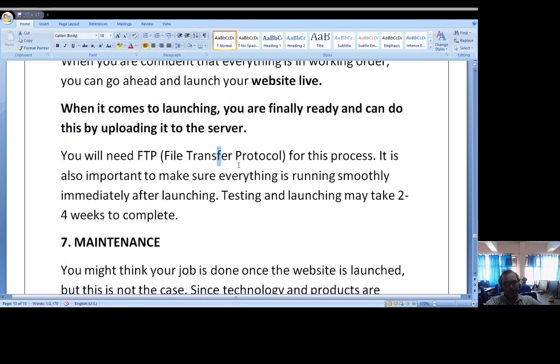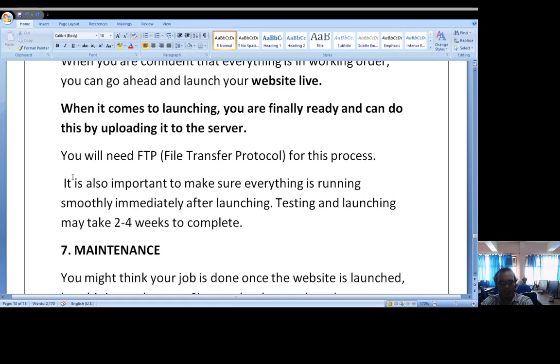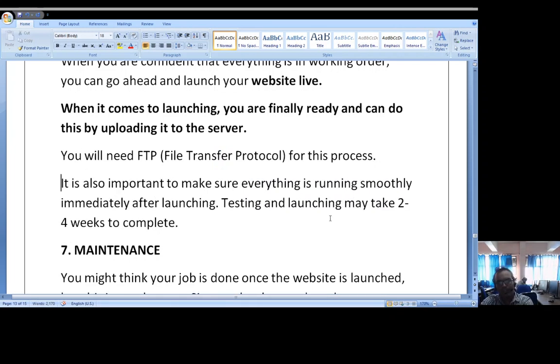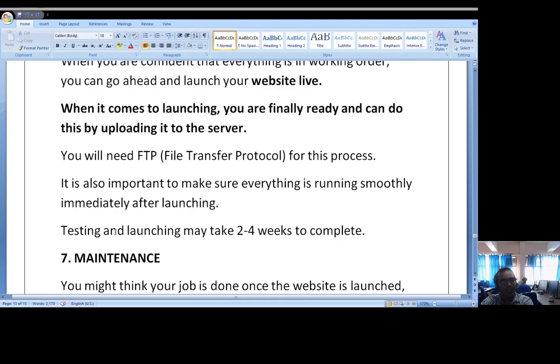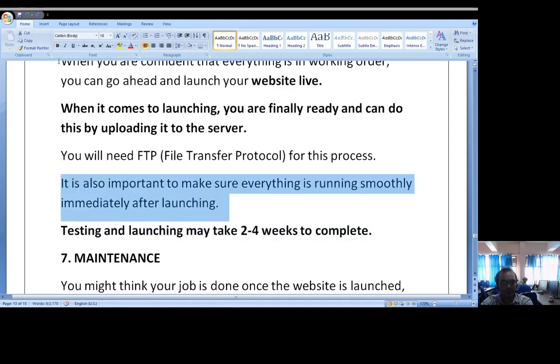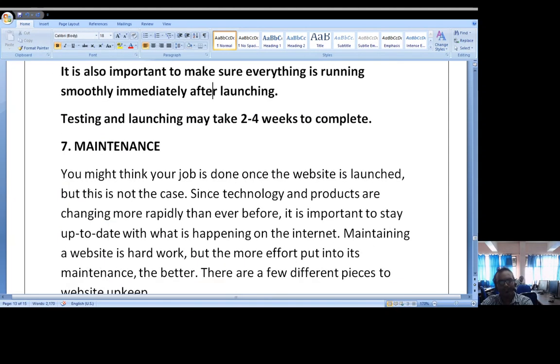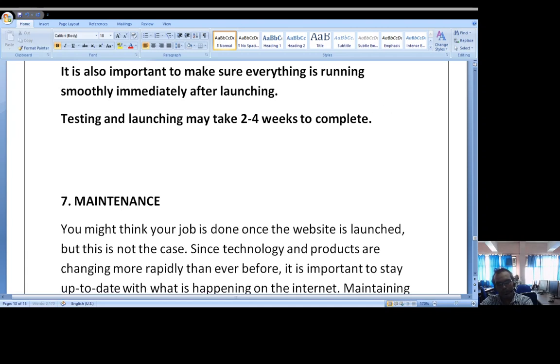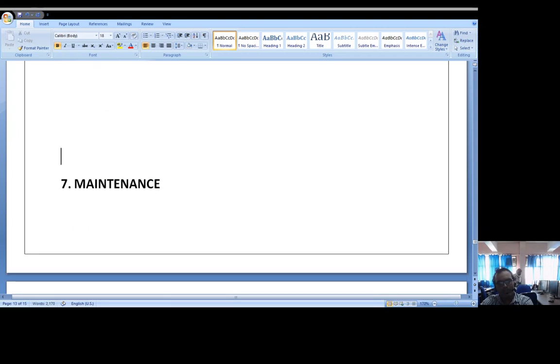You will need FTP, file transfer protocol, for this process. It's also important to make sure everything is running smoothly immediately after launching. Testing and launching may take 2 to 4 weeks to complete. So overall, this testing and launching has a shorter duration.